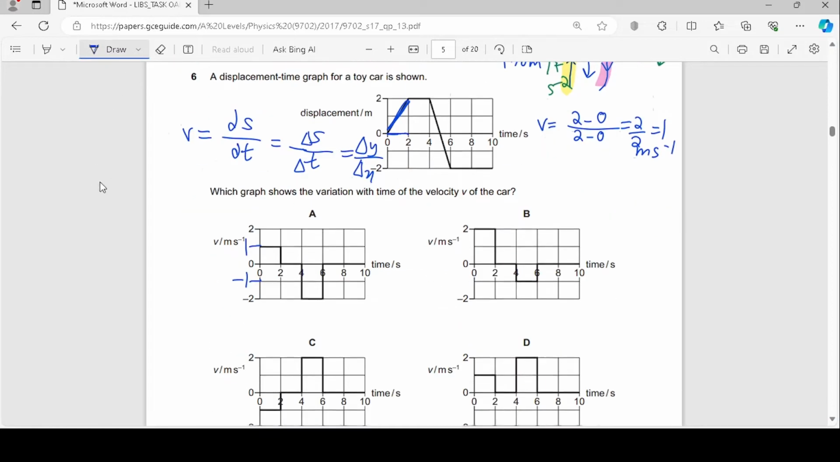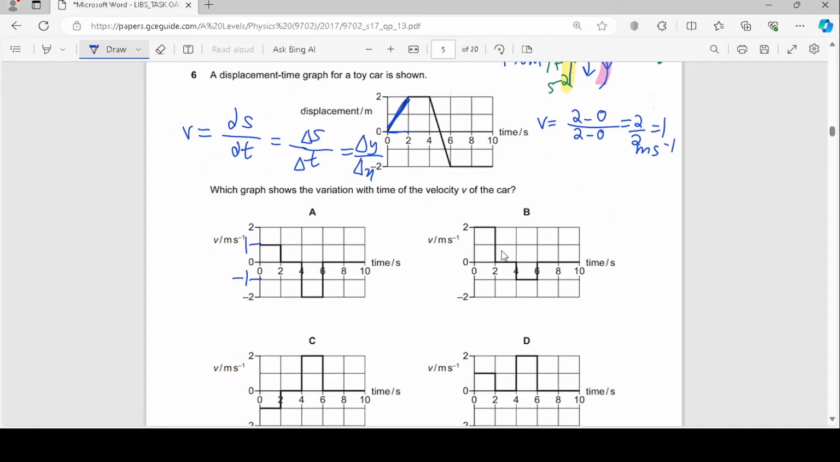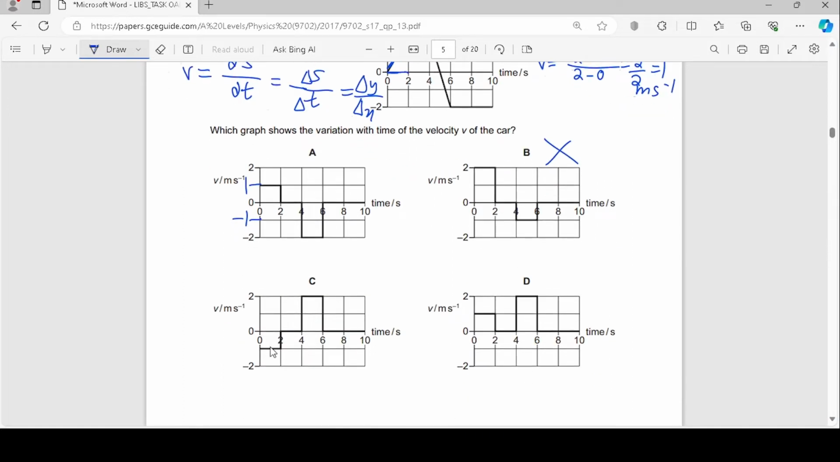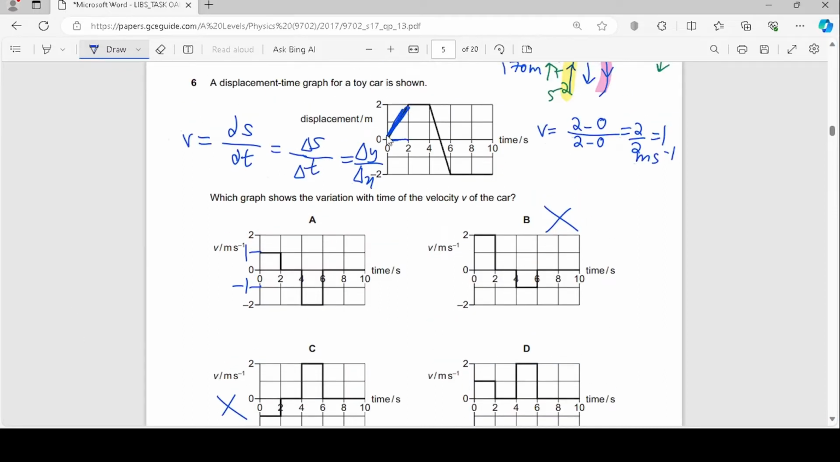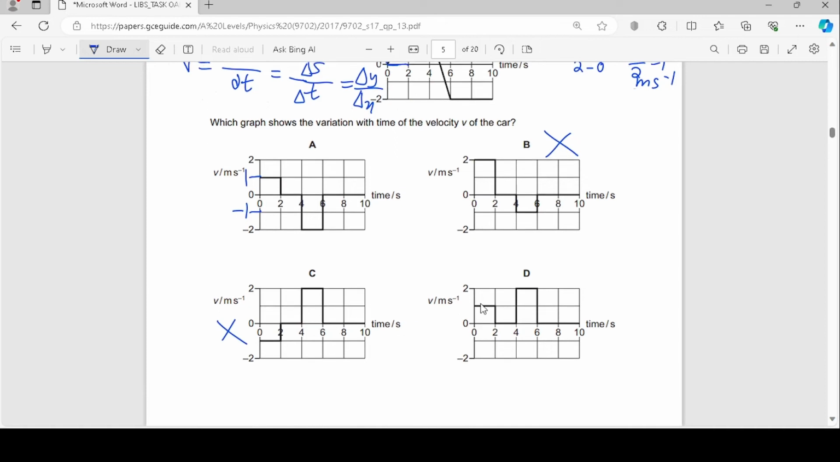So if I see my graph options, I have 1 meter per second here, positive, and this one is starting with 2, so that's wrong immediately. This one has minus 1 for some reason, but that's wrong because obviously the gradient of my displacement graph is positive here because it's an upward slope. So upward slope implies positive gradient, so C has to be wrong for that reason. D, on the other hand, does have a slope of 1, so D is still a possible option. So my possible options till now are A and D.